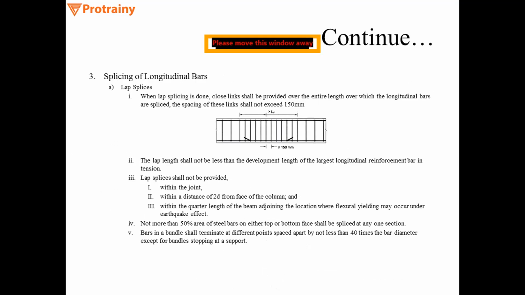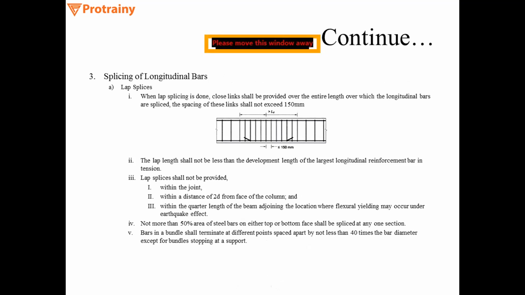Another point is within the quarter length of the beam adjoining the location where flexure yield may occur under the earthquake effect. So while designing a beam, there are several locations where flexure is very high due to the earthquake effect. So we need not provide splice at those locations.